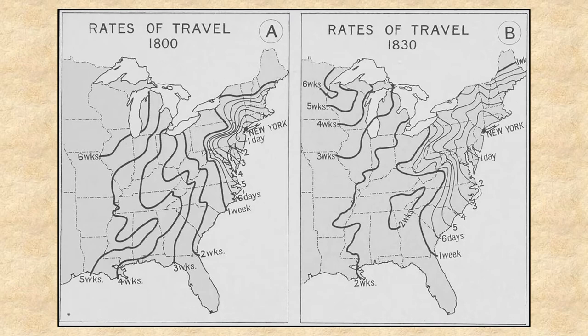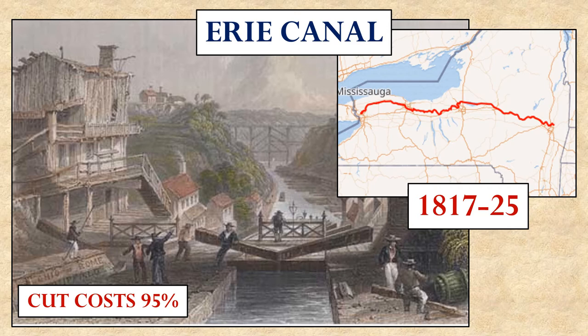In addition to new machines being created, new places for those machines to operate were created also, such as the Erie Canal. The Erie Canal was a canal dug across New York State, which connected the Great Lakes with the Hudson River Valley, which allowed goods to be produced in the Midwest and then moved to the Great Lakes and then across the Erie Canal and then down the Hudson River to New York City, where these things could be put on ships and shipped anywhere in the world. This actually cut the cost of transporting these goods from the Midwest to the Atlantic seaboard by 95%.